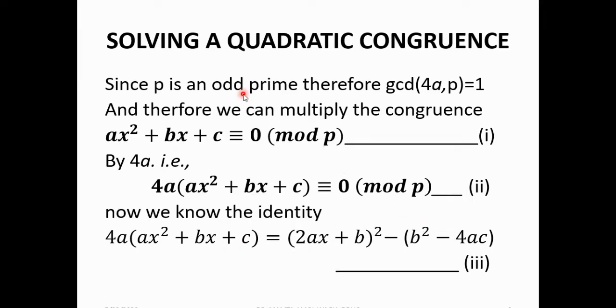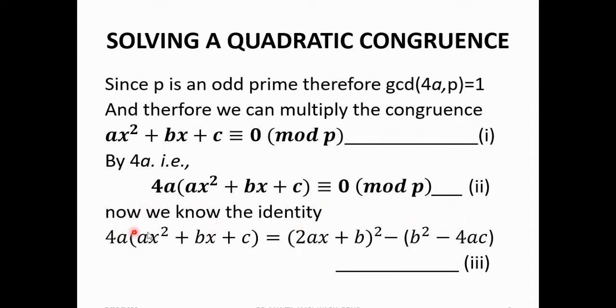Now solving a quadratic congruence. Since p is an odd prime, therefore 4a and p, they are relatively prime, because p is odd prime, 4a will be even number. So 4a and p will be relatively prime, and therefore we can multiply the congruence ax square plus bx plus c congruent to 0 modulo p by 4a. If I multiply this congruence by 4a, then there is no difference. So let's multiply with 4a, then we get this.